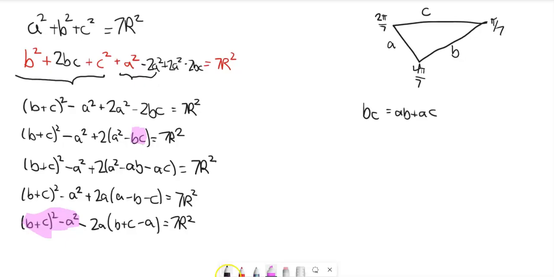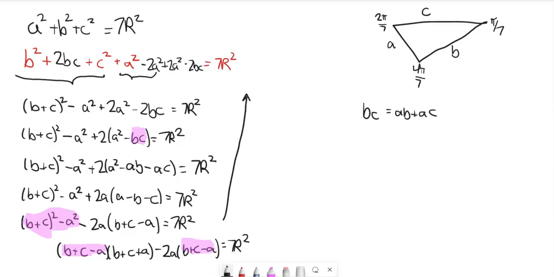That itself is a difference of squares. So what happens is I can rewrite that as (b + c - a)(b + c + a) - 2a(b + c - a) = 7r². Now, since I have the same set of parentheses here, I can actually do this.